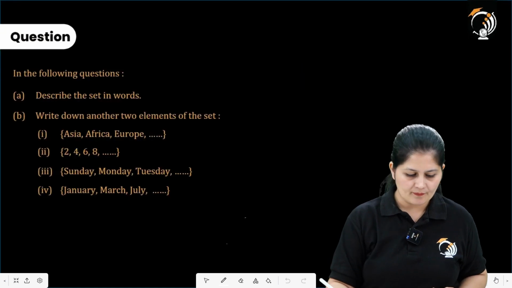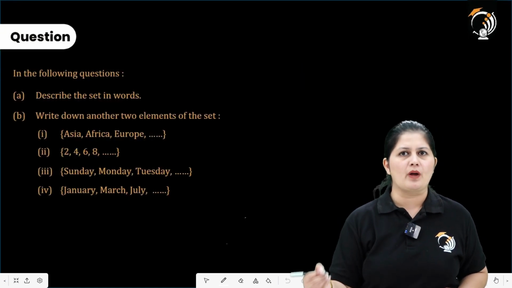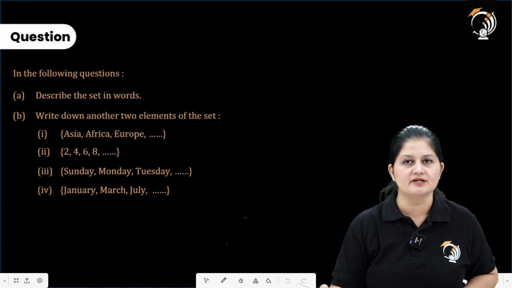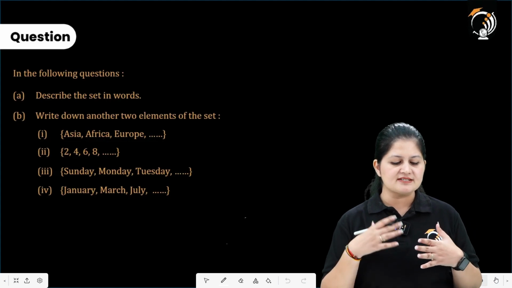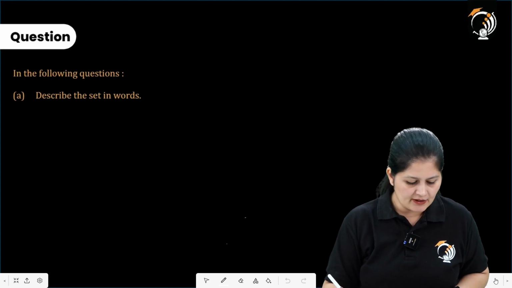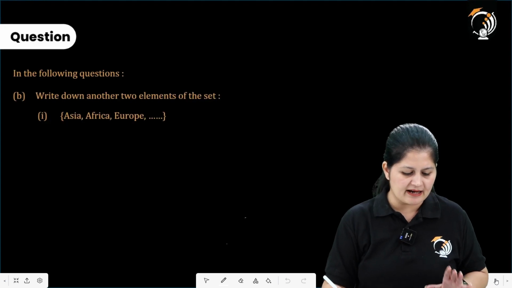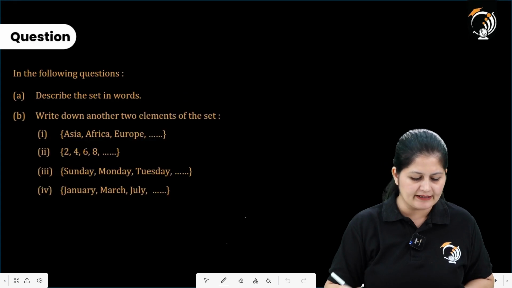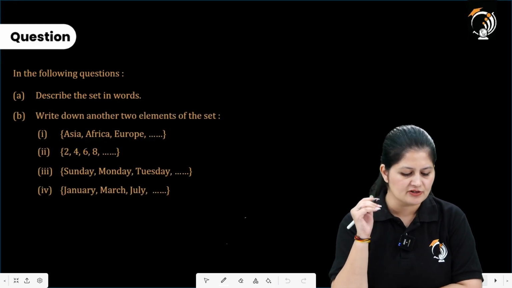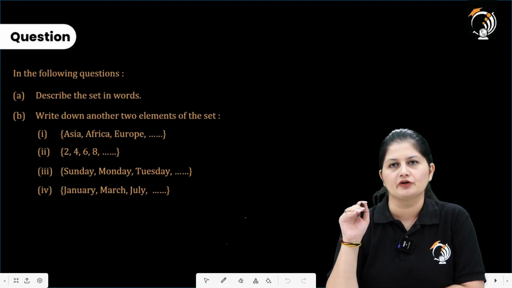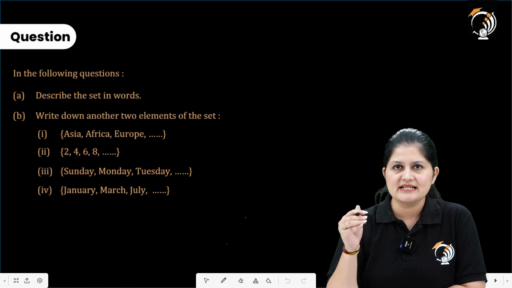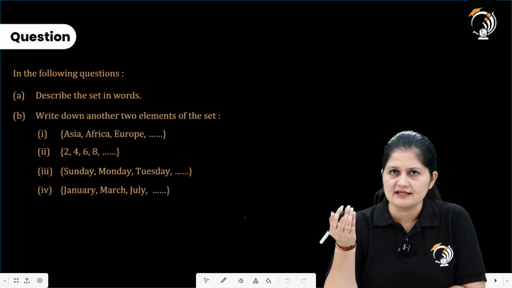Let's have a question here. In the following question, describe the set in words. We need to describe each set in words. The first one is Asia, Africa, Europe. What we can observe is that the set represents the different continents of the world.